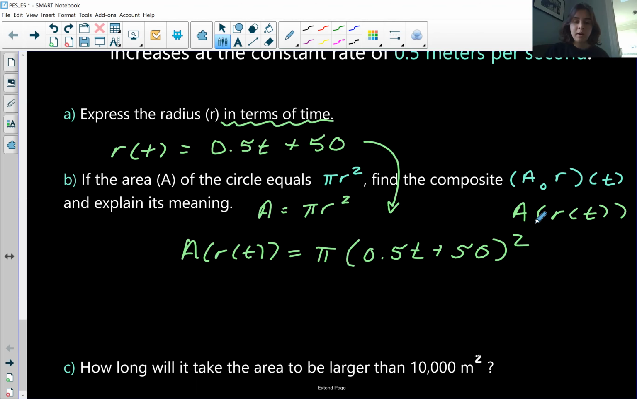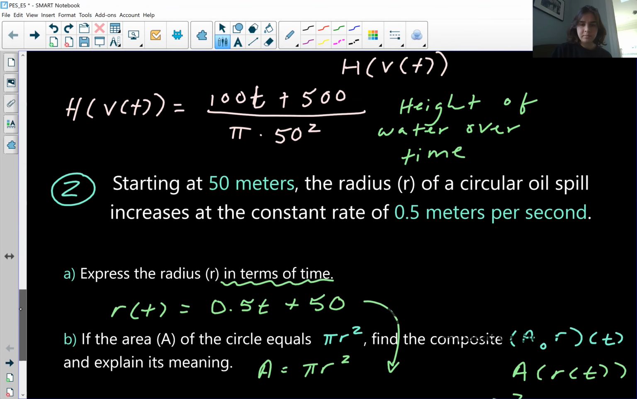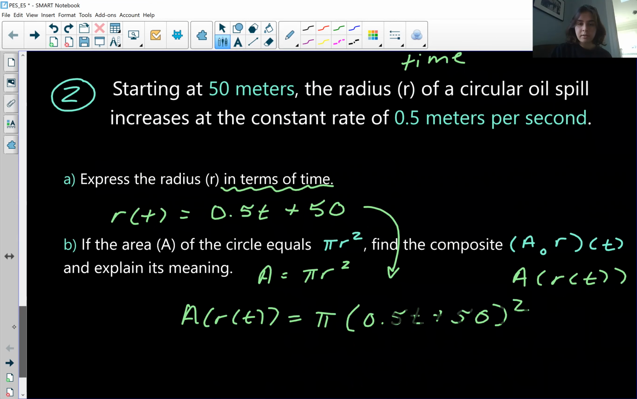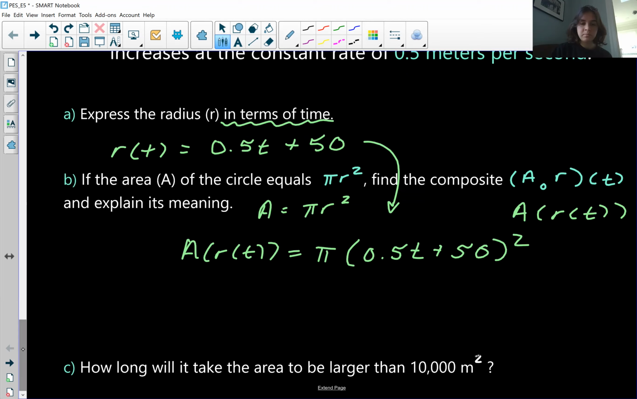So basically this function is giving us the area of the oil spill over a number of seconds. And you can include units in that explanation. You could say, what would it be? The area of the oil spill in meters squared over t seconds. That's one way you could write that.